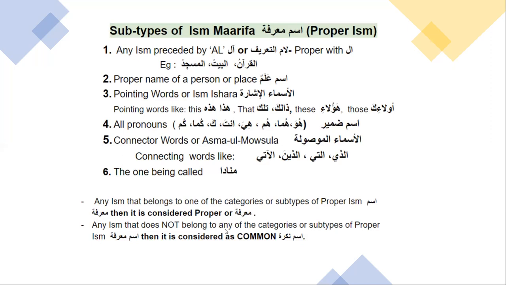Any ism that doesn't belong to any of the categories or subtypes of proper ism is considered common, or ism nakra. So if we can exclude all these categories and we find that a particular ism doesn't come under any category, then it's ism nakra.